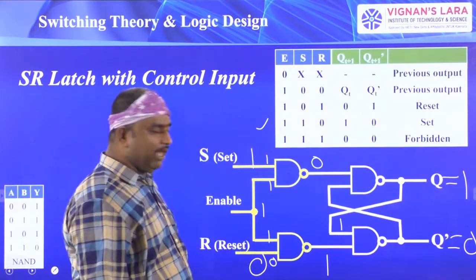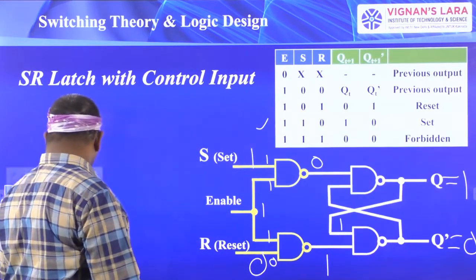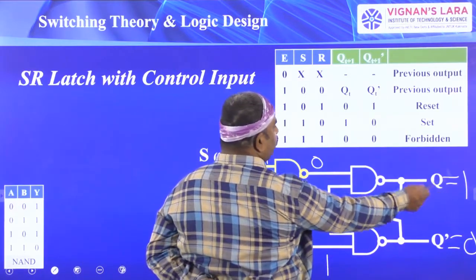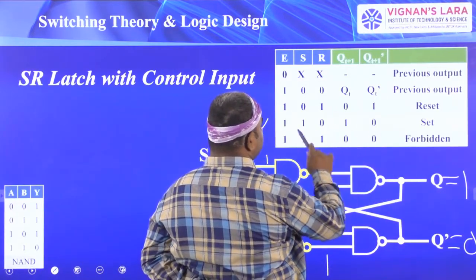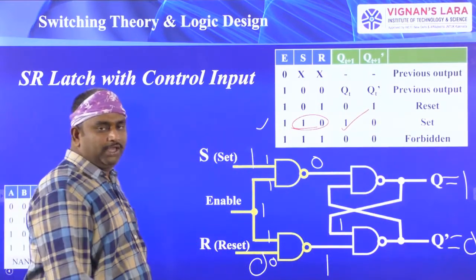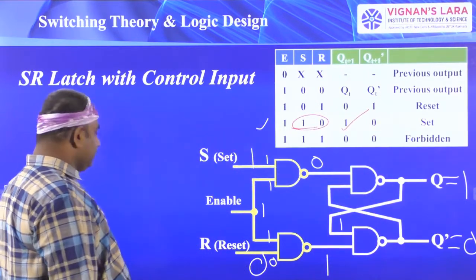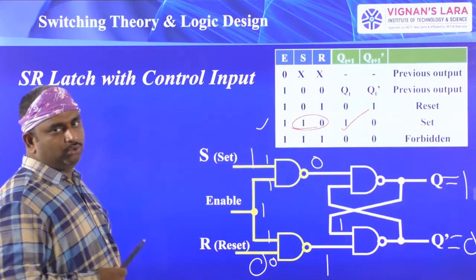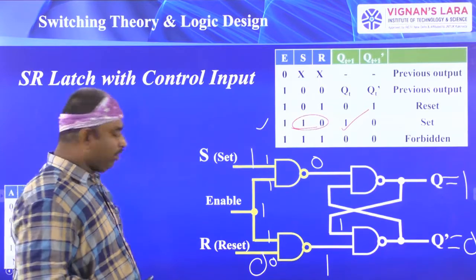Okay, so when you are giving the set value equal to 1 and reset value equal to 0, then the output is equal to 1. So this is the combination. See here, for the 1 0 combination, the output is going to 1. So these are the combinations for S R equal to 0 1 and 1 0. The same values we got here.